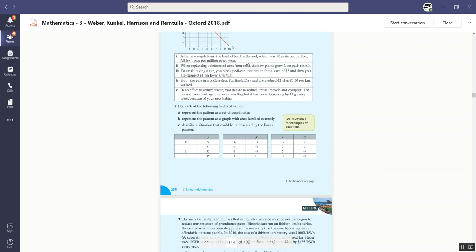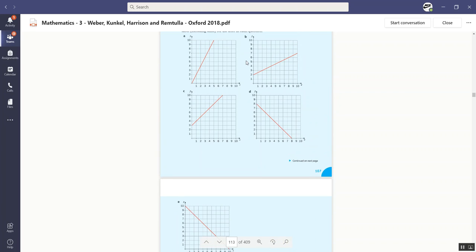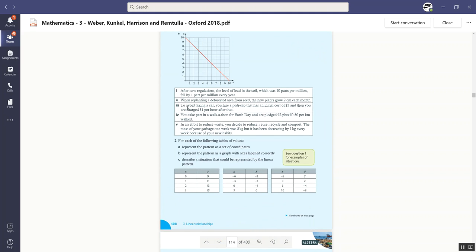The third one, to avoid taking a car, you hire a pedicab that has an initial cost of 3. What does initial mean? Yeah, it starts off, good. So it starts at 3 and then it goes up $1 every hour after that. So hands up, which one do you think represents that one? Hudson? C, let's check. Okay, at 0, it's starting at 3. And is it going up 1 every hour after that? Yes. Okay, good. So the third one would represent C.